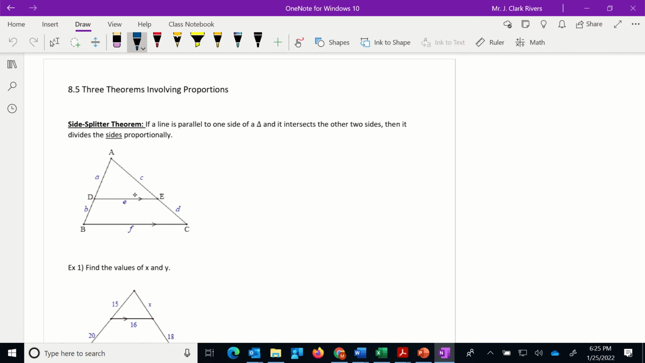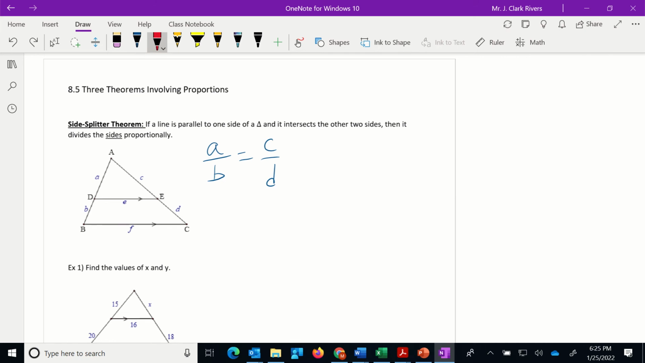So there's a couple ways we can write this. We can write top over bottom. That'd be like A over B, right? A is on the top, B is on the bottom, is equal to top over bottom, C over D, right? C is on the top, D is on the bottom. Okay, so that's one way that this is divided.